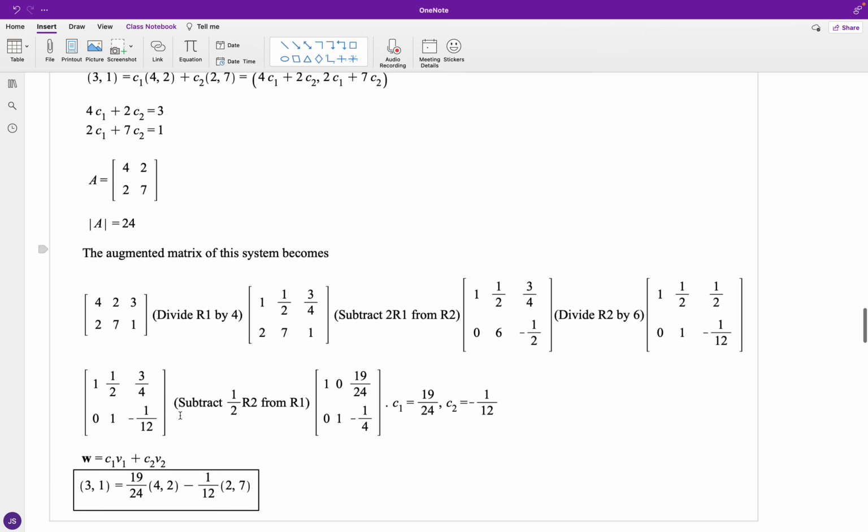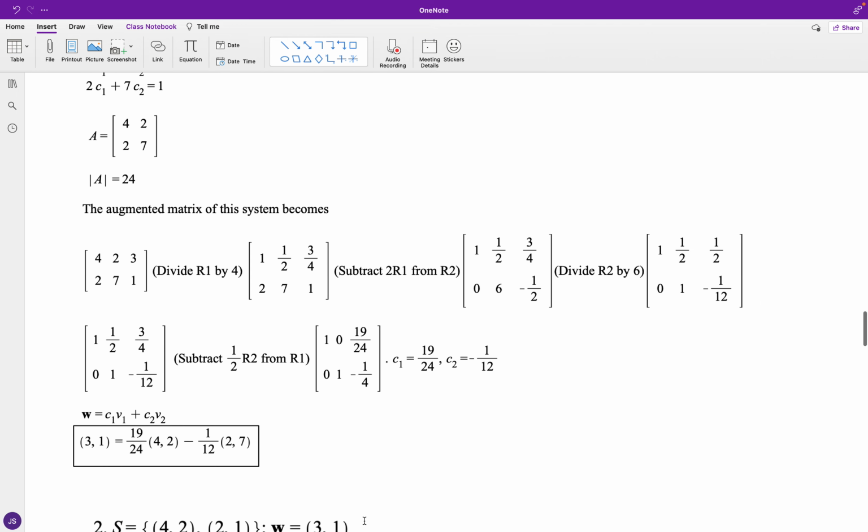So with this set up, I arrive at where the second column consists of 0 and 1, changing the 1/2 to a 0. This is through the process of subtracting half of the second row from the top row. And so we have 1, 0, 19/24, 0, 1, negative 1/12. And so c₁ is equal to 19/24, and c₂ is equal to negative 1/12. So as a linear combination, we have that (3, 1) from w is equal to 19/24 of (4, 2) minus 1/12 of (2, 7).